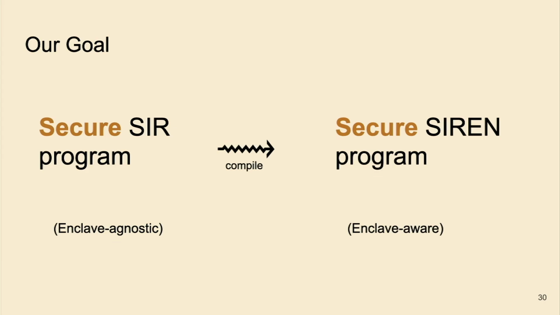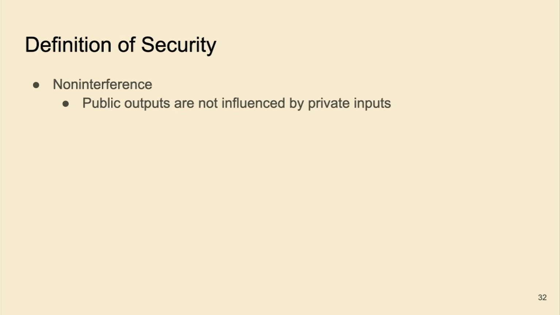So our goal here, again, is to start with a secure SIR program, and we will compile it to a secure Siren program. And again, we're starting with enclave agnostic, and then we infer enclaves in the process. So in order to do this, we need to start with making sure that our SIR program is secure. So our definition of security here is non-interference, that public outputs are not influenced by private inputs. And we can start enforcing this with a type system.